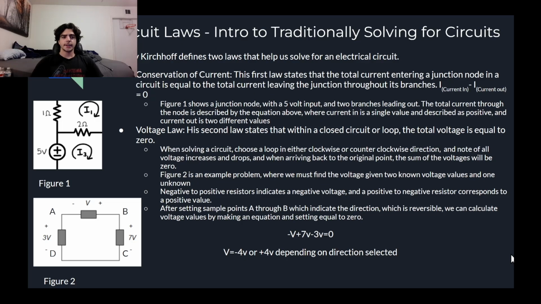Hello everyone, my name is Hayden Burke, and I'm with you today to describe Kirchhoff's circuit laws. Now, Gustav Kirchhoff was a German scientist in the 1800s who helped define 2 laws that solve for an electrical circuit. The first law is the conservation of current.